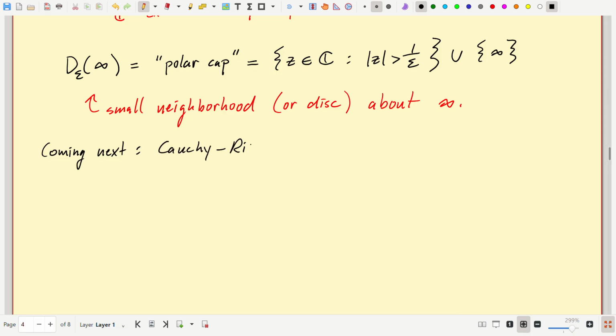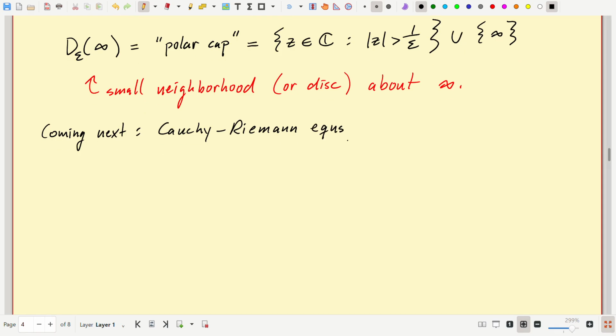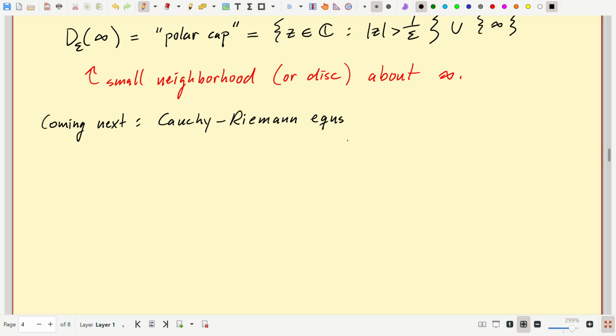So far, everything we did felt like doing calculus with complex numbers in place of real numbers. Suddenly that's going to change next time. There'll be a different feeling about complex differentiable functions. So for example, z squared was differentiable.